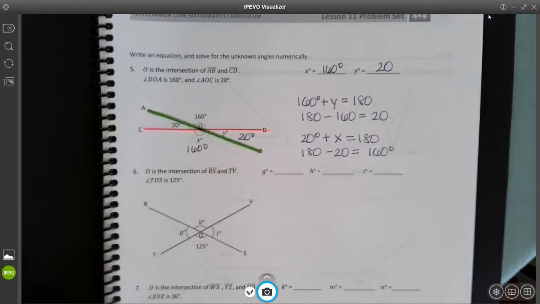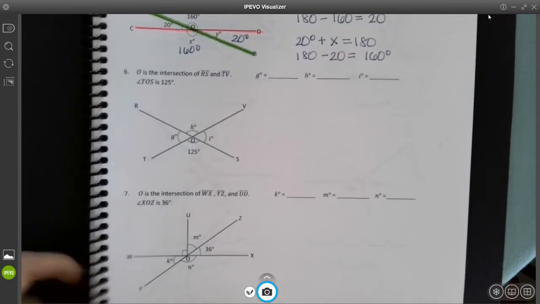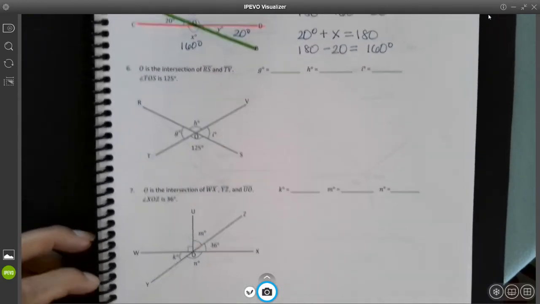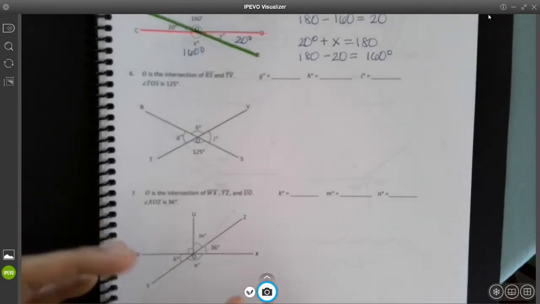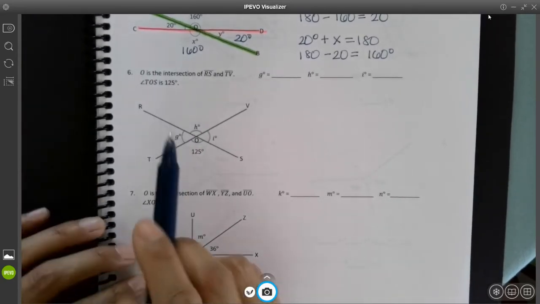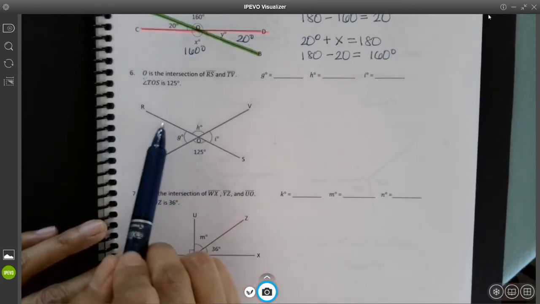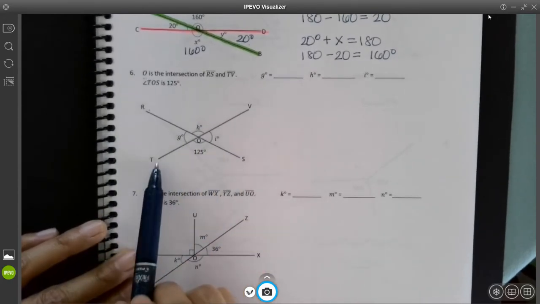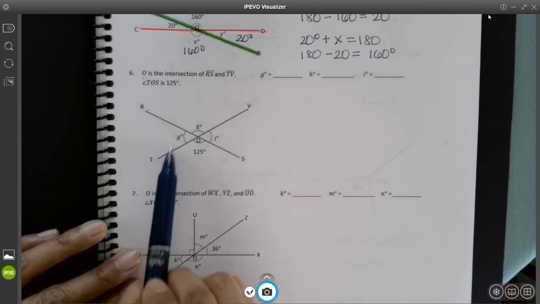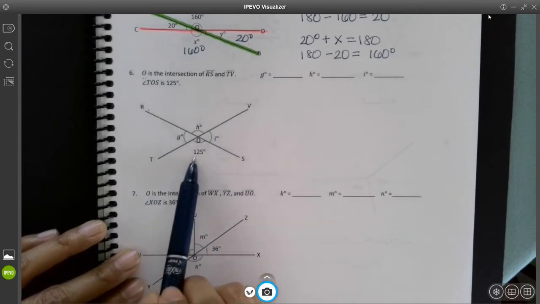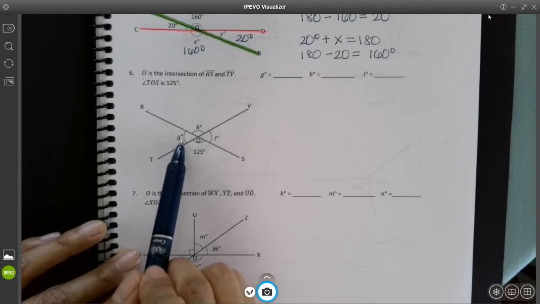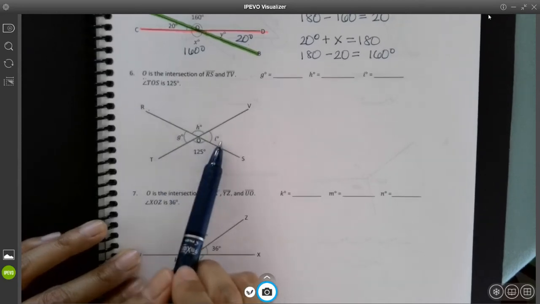All right. Now, let's go ahead and quickly do the rest. I may not solve the whole thing with you, but I might help you set up. Let's do number 6. O is the intersection of RS and TV. Angle TOS is 125 degrees. We need to find G, H, and I.